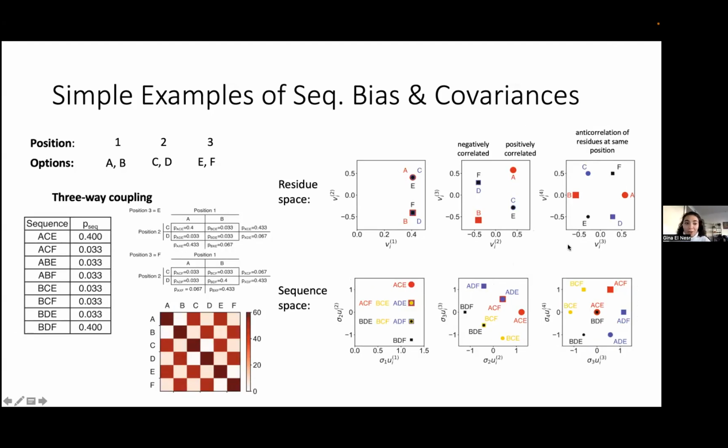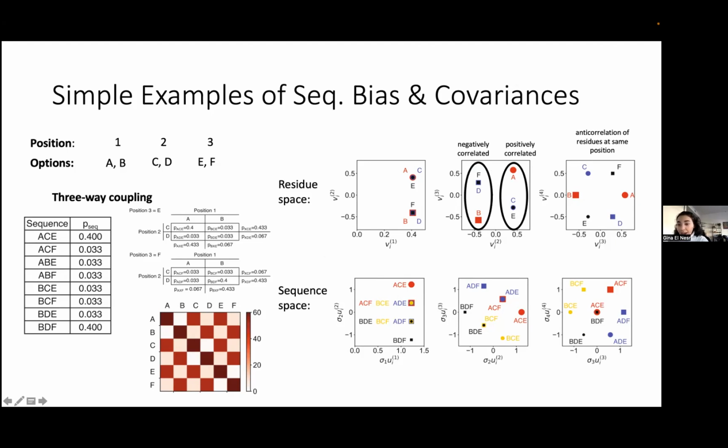And then lastly, what about three-way coupling? So this is a little bit more complicated. There's a lot of numbers here, but you'll have to take my word for it that there is three-way coupling happening here. And so we have two sequences specifically that are very high frequency, and that's ACE and BDF, which are completely opposite. They don't share any of the same residues. And so we see some positive correlation and we see some negative correlation. So A, C, and E are all positively correlated, whereas B, D, and F are all negatively correlated.